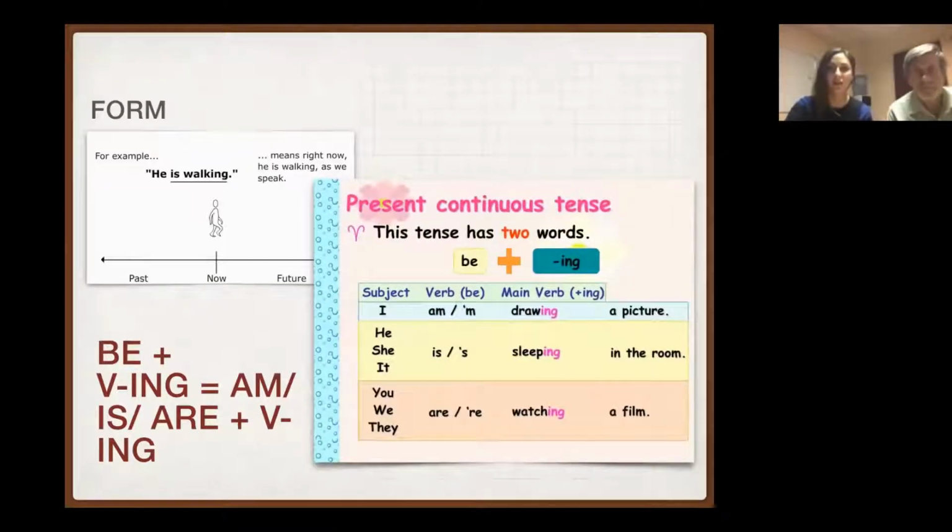And here are some more examples. I am drawing a picture. He is sleeping in the room, and they are, or we are, or you are watching a film. And I hope you guys are listening to us. Okay. Yeah, that's good.